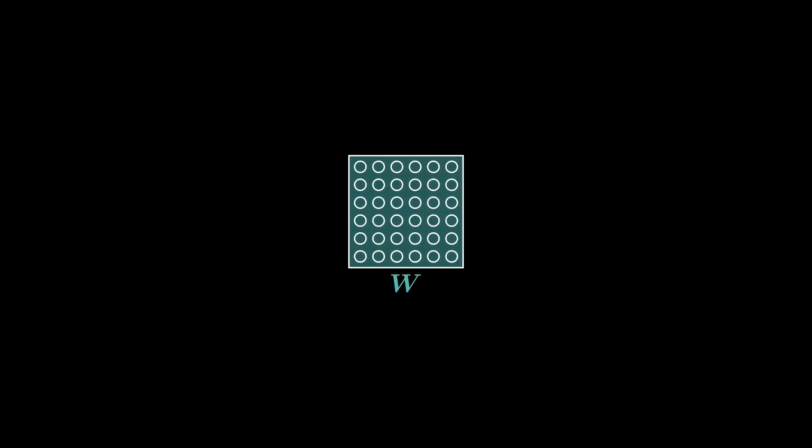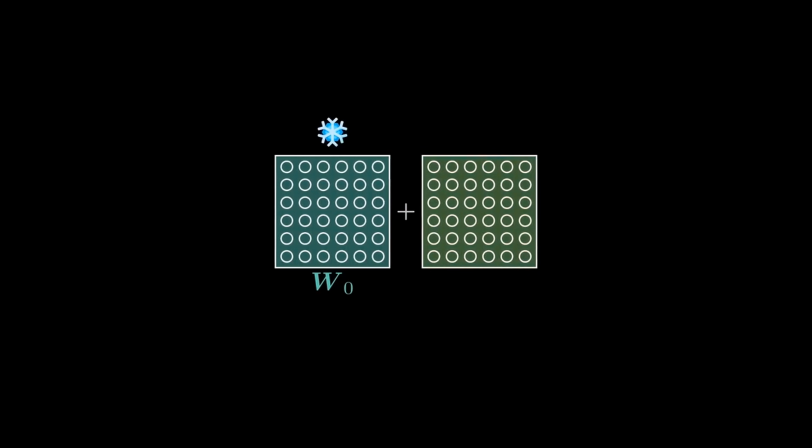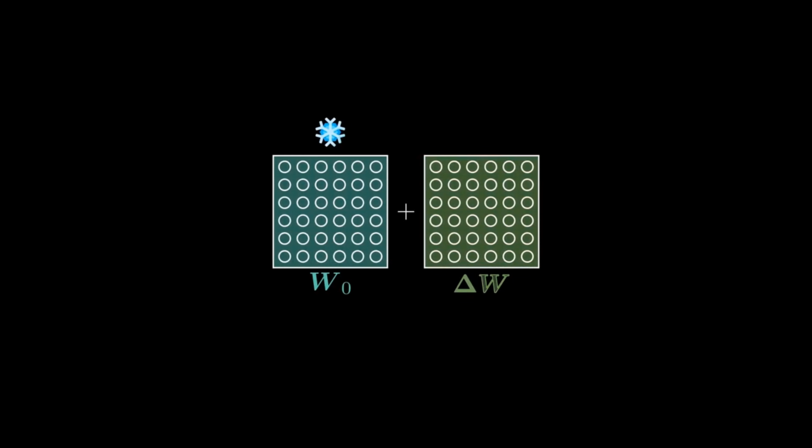Now, instead of directly fine-tuning all the individual weights, we freeze the original pre-trained weight matrix and add a new trainable matrix called delta W. The delta W captures the change we want to add to the original weight. We can think of delta W as a task-specific correction.